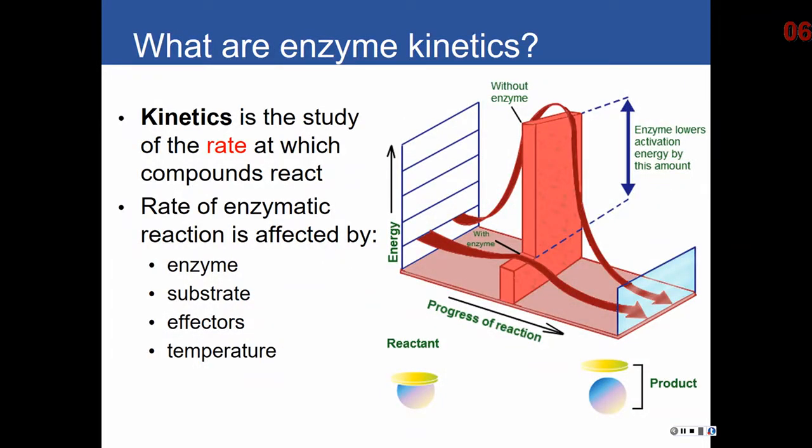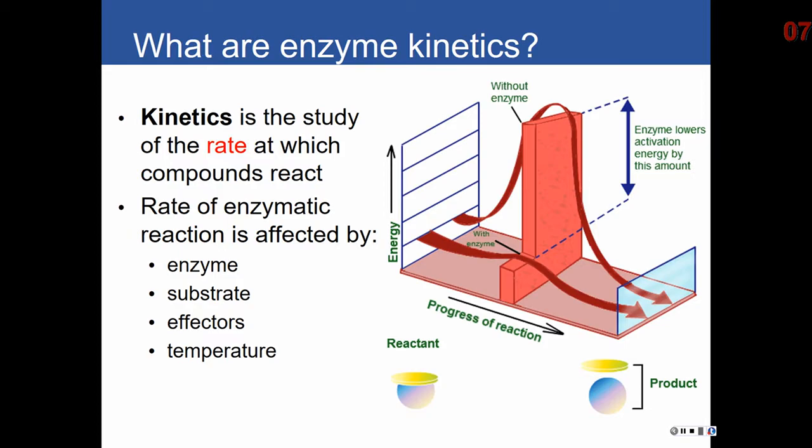So enzyme kinetics is basically the rate at which compounds react. Again, here's just another way of looking at it: here's our reactant and our product, and we have this huge hump, or this huge wall to climb over without the enzyme, and with an enzyme, the wall gets lowered. So again, the rate of enzymatic reaction can be affected by the enzyme.